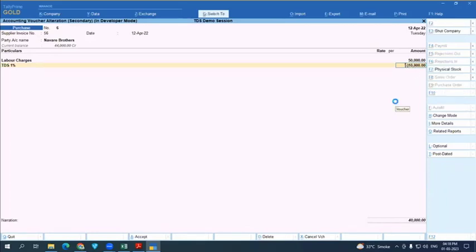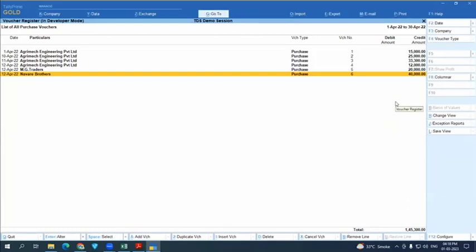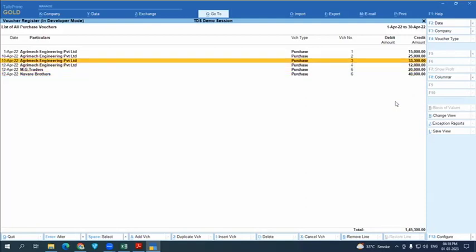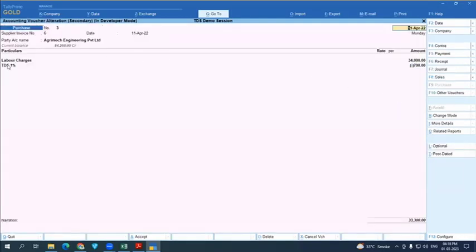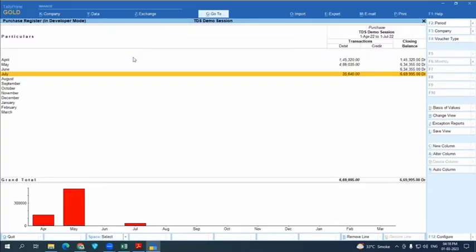So what happens? It is not refreshing, and whatever amount you have given, you have to just remove it and enter it again. I think which one you have? Yes, this one. Okay, you have to just remove it, Control D, and again you have to select a TDS. That will be refreshed, and the amount is slightly changed. That was not a big amount.